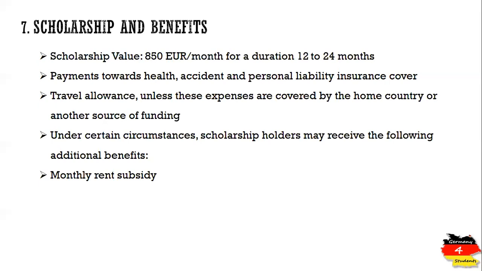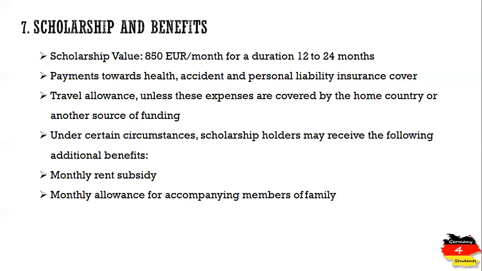which can be monthly rent. How much you can get through this depends on the city, but roughly 200 to 250 euros to 400 euros is the average rent in the university's hostel. So if this is provided to you, you will be getting an additional 200, 300 euros for your rent. And if your family members are accompanying you, then you may get a monthly allowance for the period for which you will get this scholarship.